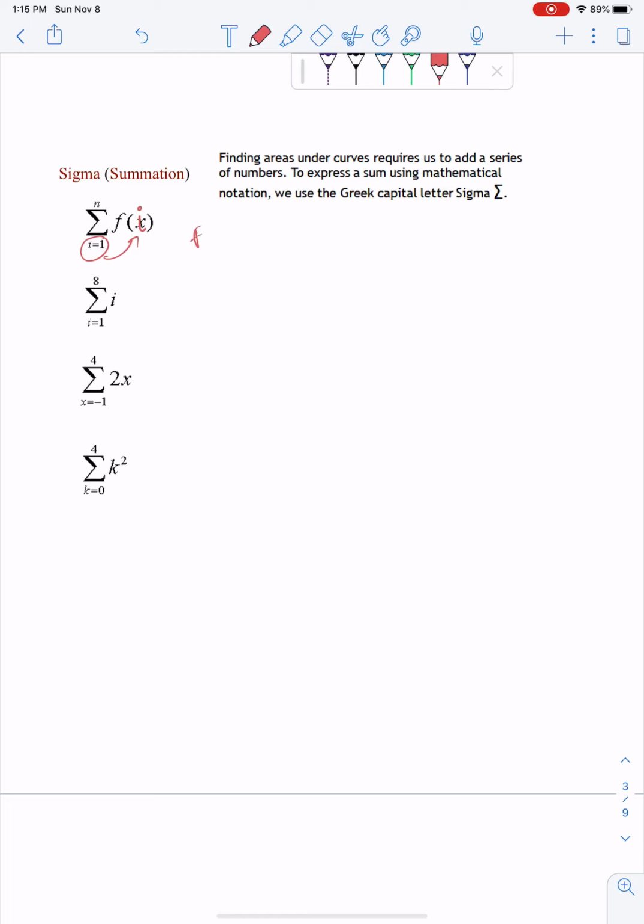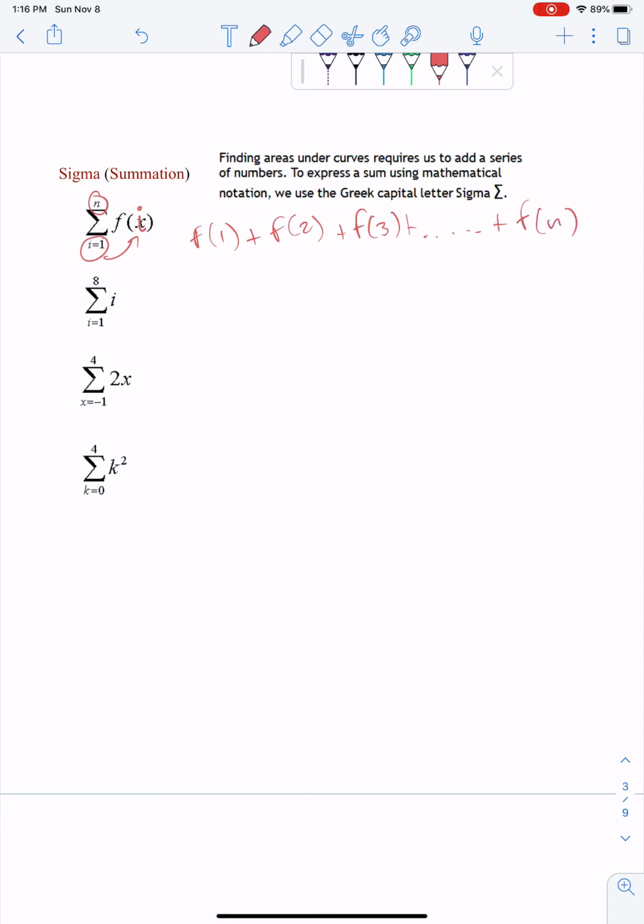So I'm going to say, okay, f of 1. And then I'm going to add the next value up, f of 2. And then I'm going to add the next value up, f of 3. And I'm going to keep going until I get to the top number, f of n.